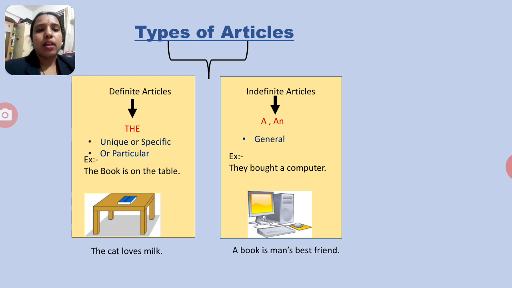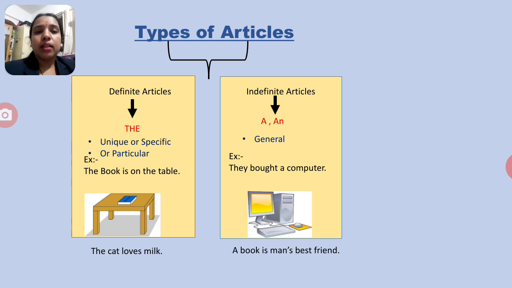There are two types of articles: definite articles and indefinite articles. The articles are characterized into different types as per their usage. A and an come under indefinite articles, and the comes under definite articles. So the is the definite article. First we will see about the, which shows something unique, specific or particular.